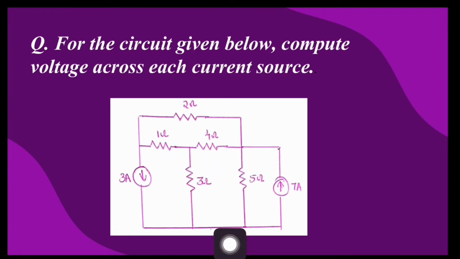This fourth node is taken as the reference node since it has the maximum number of connections. Let us label this as node V1, this as node V2 and this as node V3. In the next step, we are supposed to write KCL at each node. At node V1, we have one incoming current, 3 amperes, and 2 unknown currents.